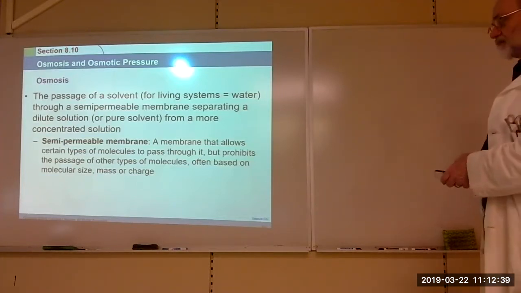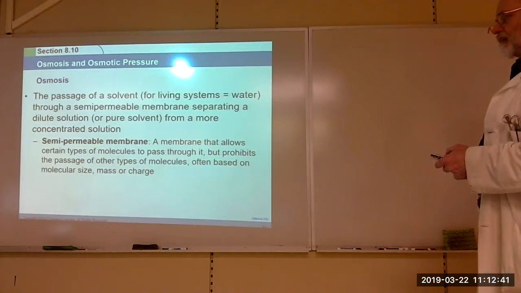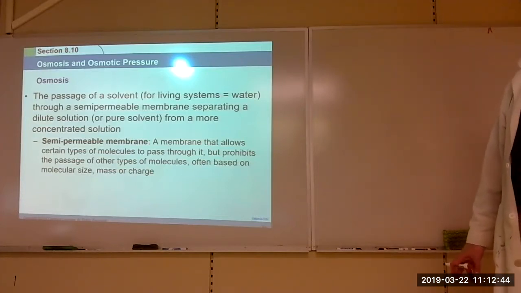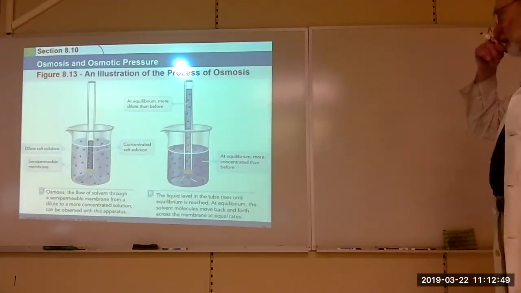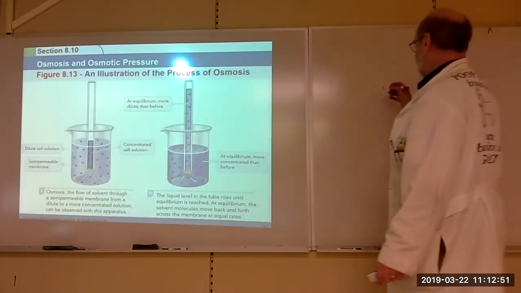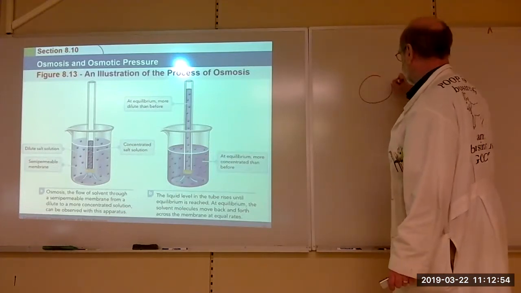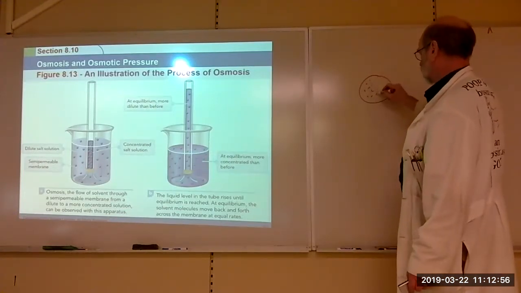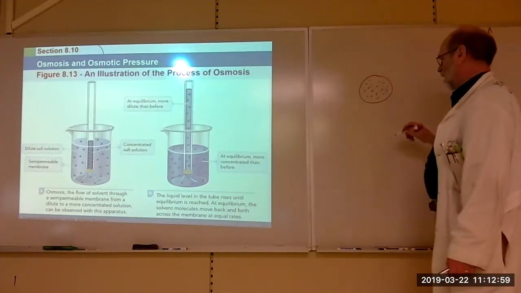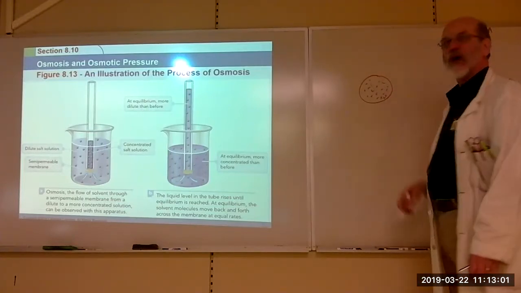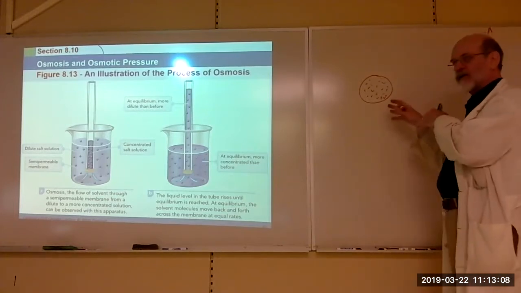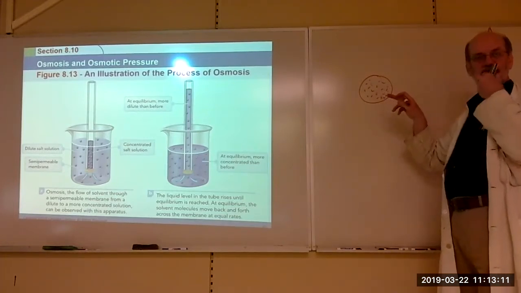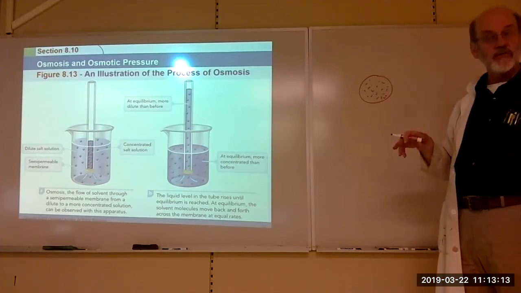So the question is, how do you know which direction the water is going to move? Well, if you have a cell, it's got lots of stuff in it, and it's also got water as the solvent. So it's at a certain concentration. If you think of the concentration in terms of water and not this other stuff, it might help you understand which way the water is going to move.